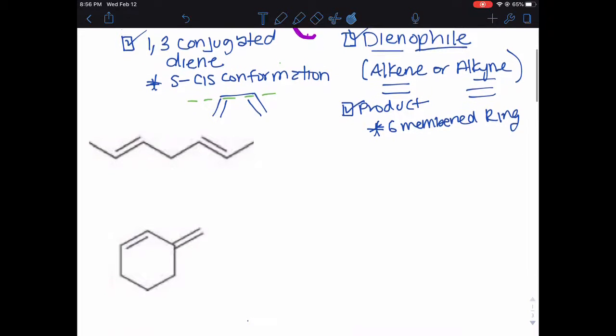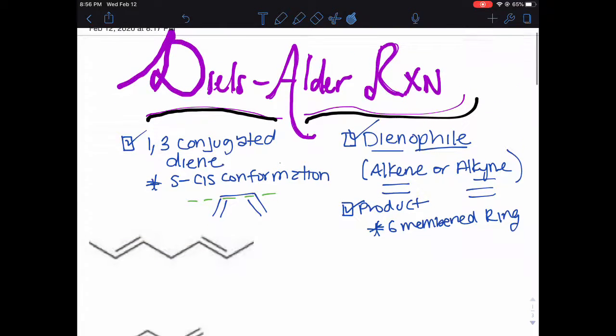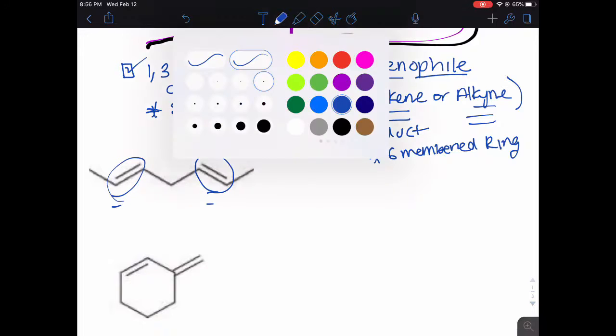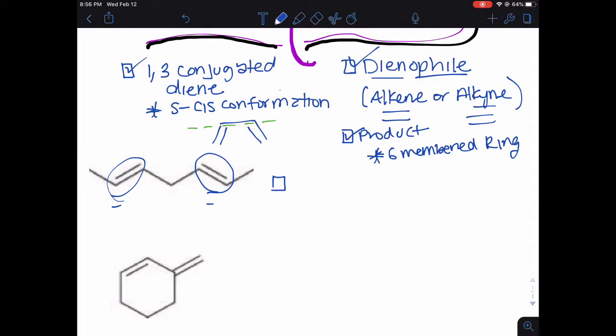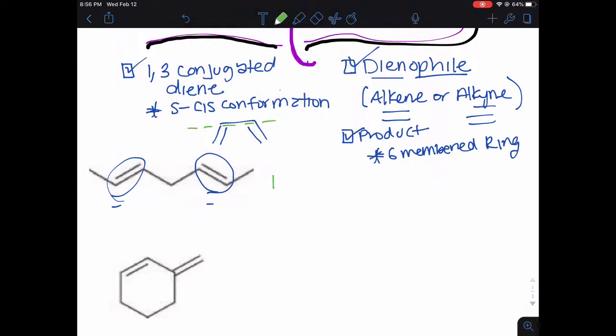So let's look at the first. For the first two structures, if you're doing the homework, this is going to be part 2. For the first two structures, the dienes, we're going to determine if these dienes can participate in a Diels-Alder reaction. So let's look at this one. Looking at this, the way that the two pi bonds are placed, we can determine that this will not be able to participate in a Diels-Alder reaction because it is not conjugated.